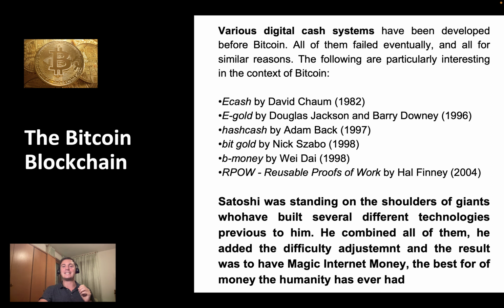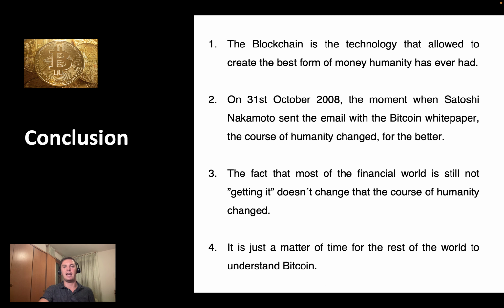The main point is Satoshi was standing on the shoulders of giants who had built several different technologies previous to him. He combined all of them, he added the difficulty adjustment, and the result was magic internet money, the best form of money humanity has ever had. And which is, for me, the conclusion? Firstly, the blockchain is the technology that allowed us to create the best form of money humanity has ever had.